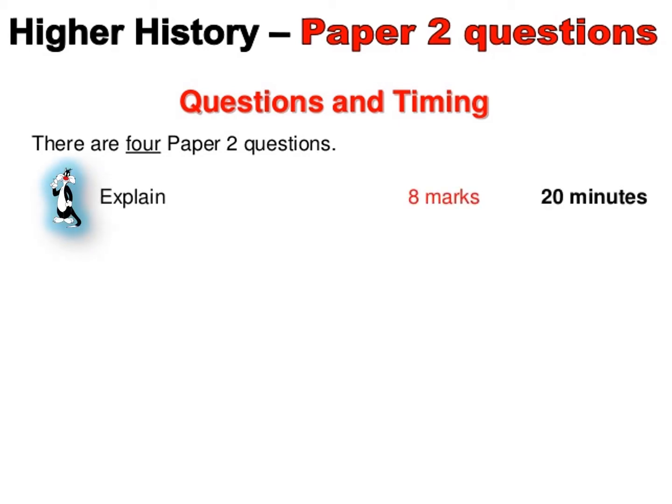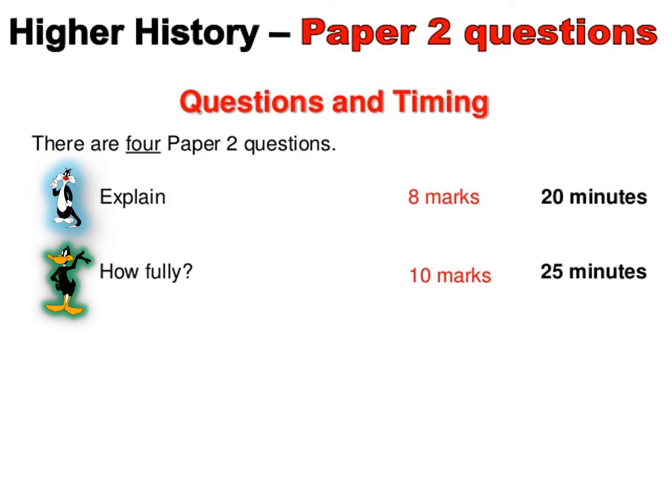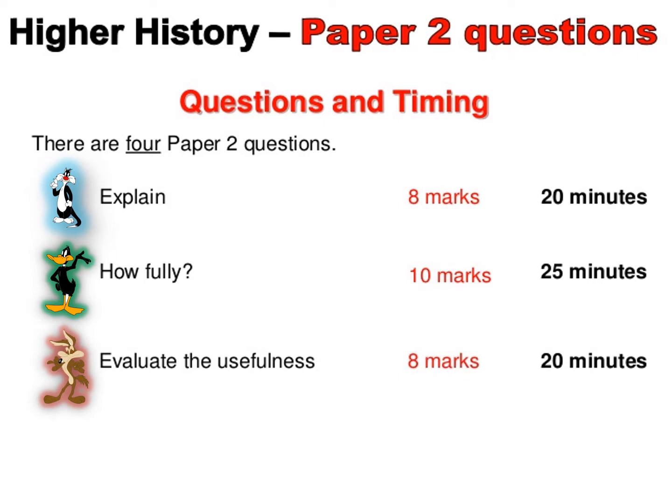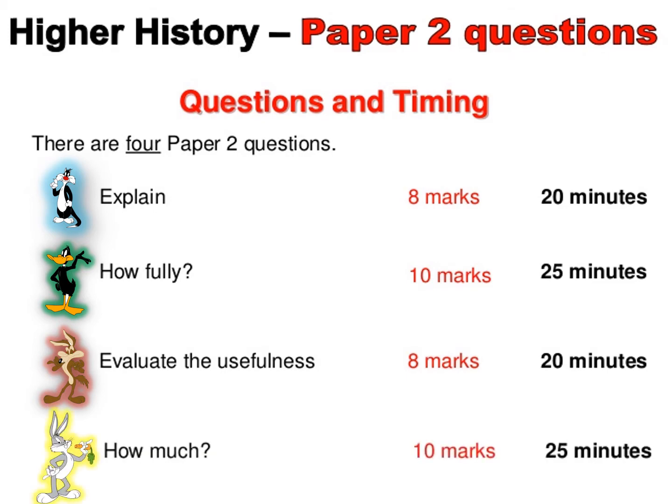The 4 questions that we have are explain, which is worth 8 marks, and roughly it should take you about 20 minutes to do this question. Just like National 5, we have how fully, it's worth 10 marks. So again, that should take you about 25 minutes to answer. We've got the evaluate the usefulness question, same as at National 5, should take you roughly about 20 minutes to answer and is worth 8 marks. And finally, a new question for this year is the how much question, which is worth 10 marks and should take you about 25 minutes to answer.